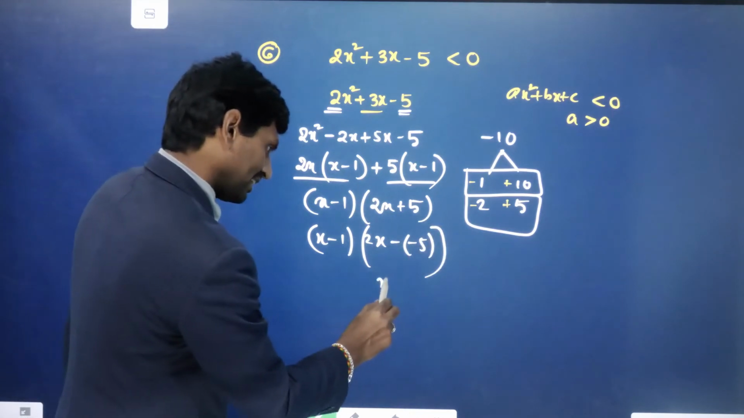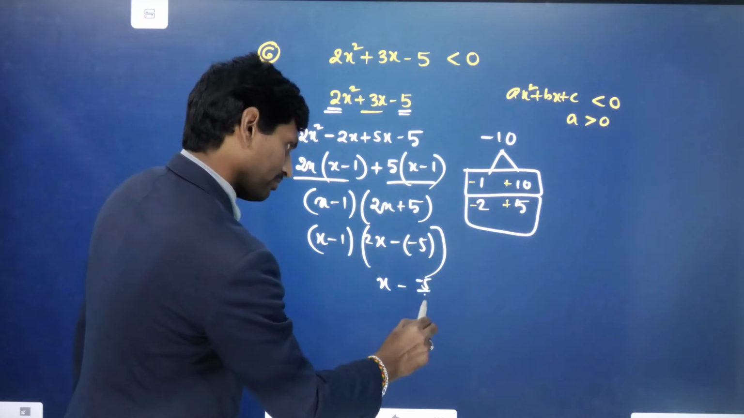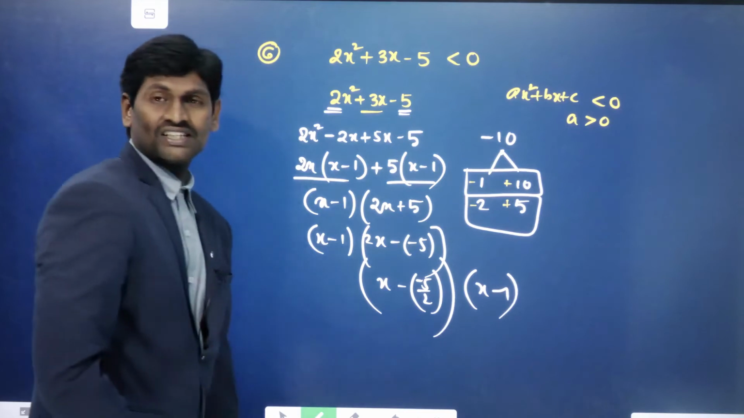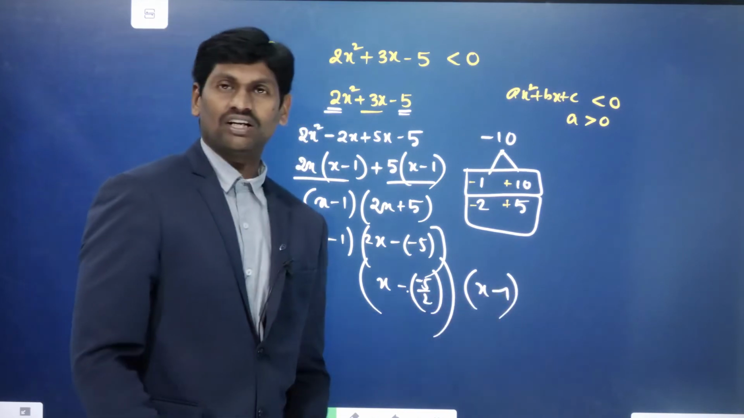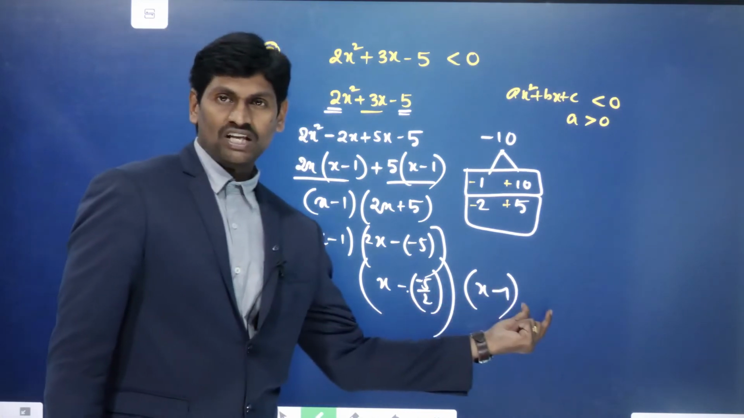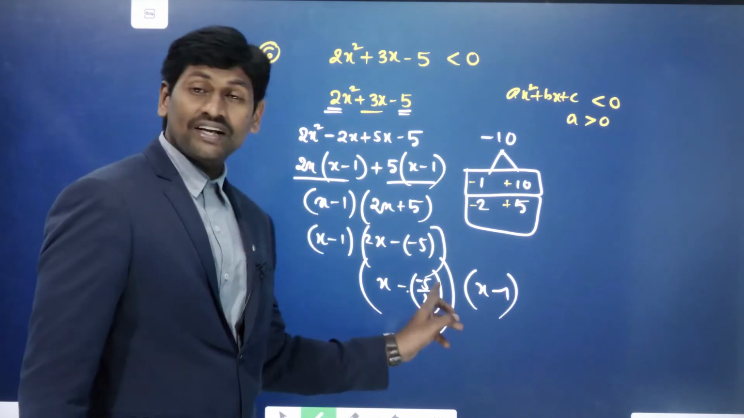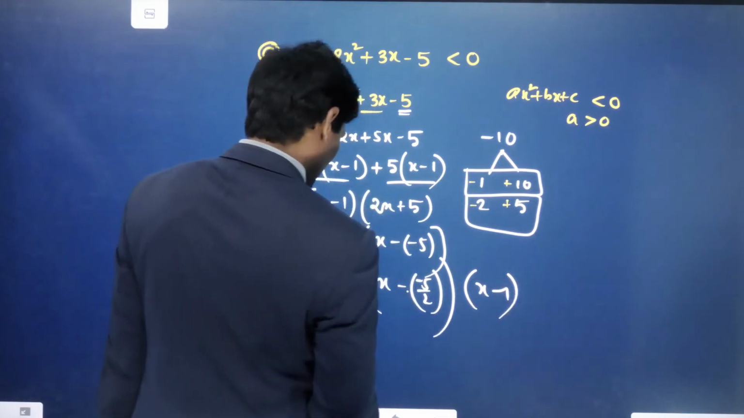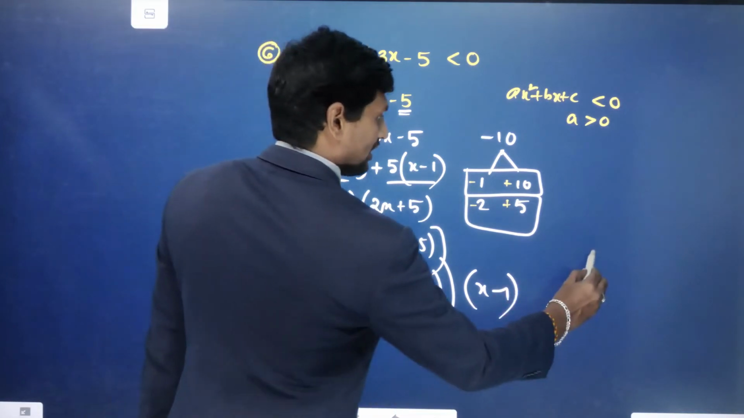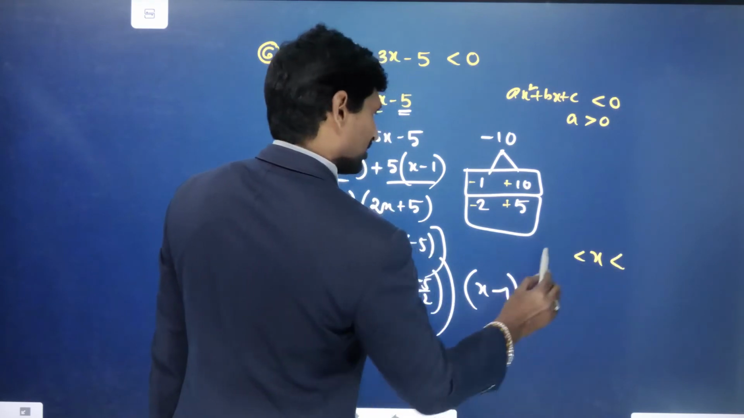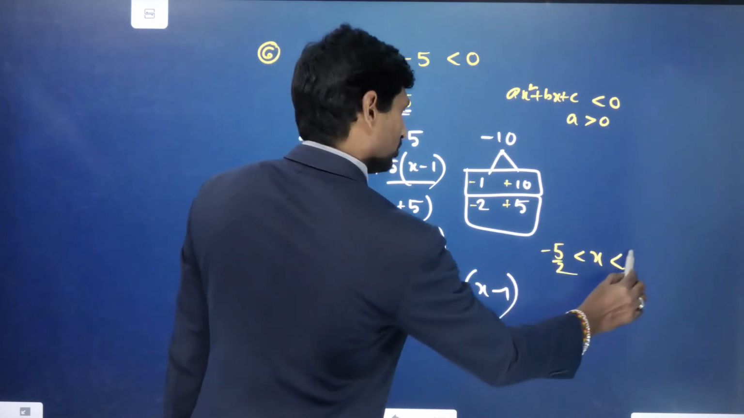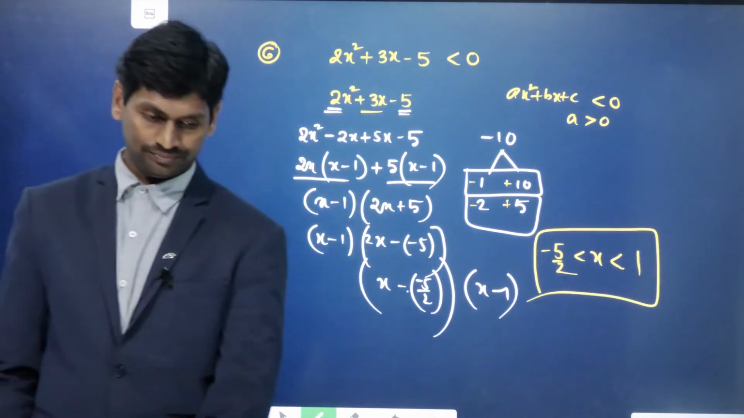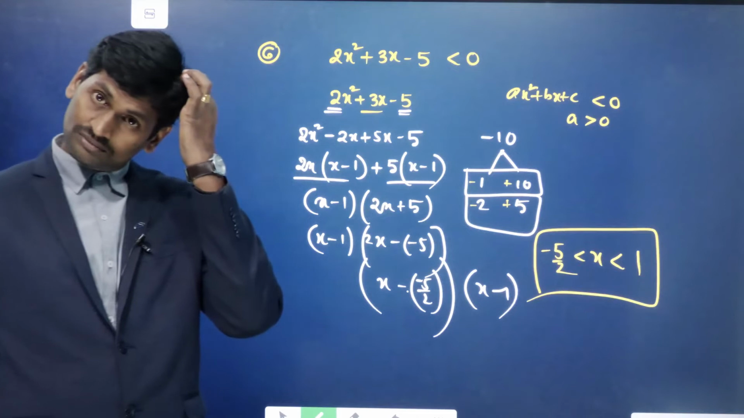So while you are writing this, x is minus of minus 5 by 2, and this is x minus 1. So it lies between minus 5 by 2 and 1. Alpha value is minus 5 by 2, beta value is 1, because it is in the form of x minus alpha into x minus beta. So the solution for this is x lies between minus 5 by 2 and 1. Please note it. Shall we go to the next question, children?